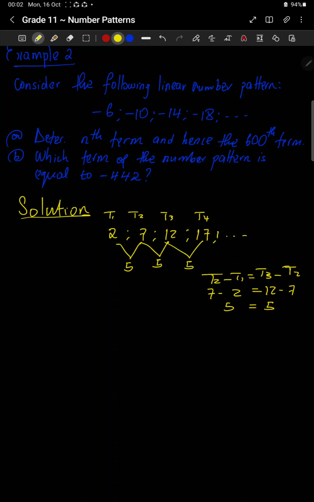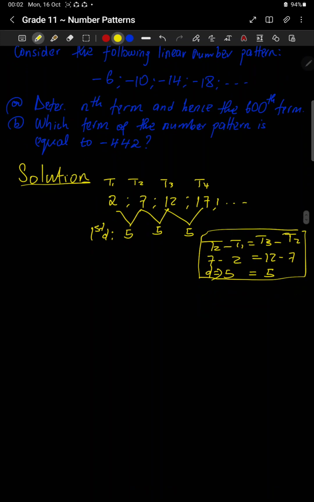Remember, they say it's linear, meaning that the first difference here is the same. So now we are done finding the constant difference, which is 5. And then what we're going to do is take the general term, which is Tn is equal to Bn plus C. Now it's easy, because this 5 over here represents the value of B. So you just take that 5 and substitute it here.